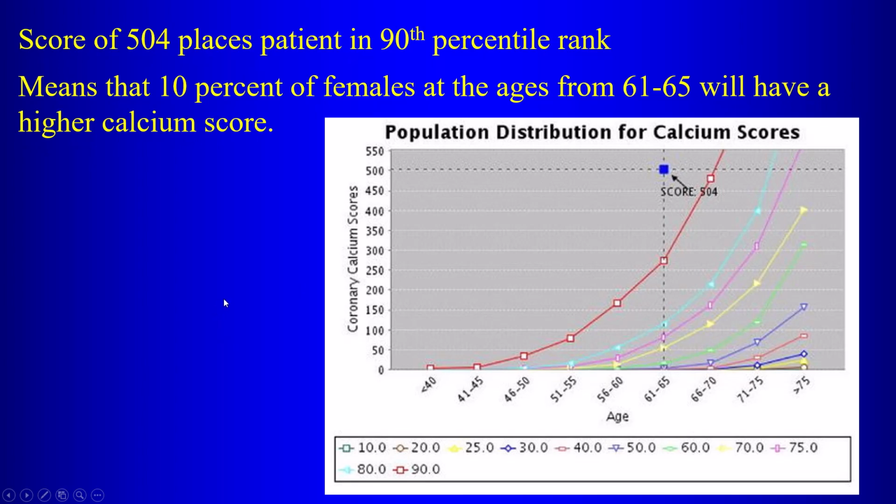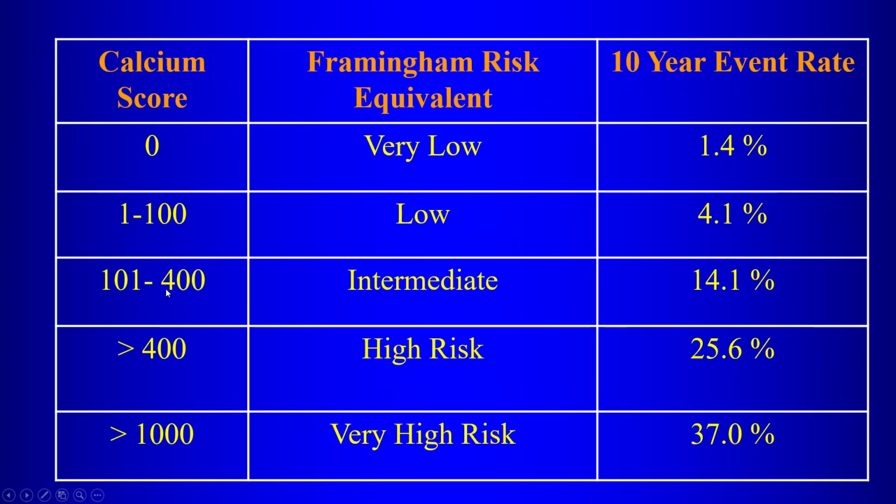So in this particular example, these are the ages of the patients. These are the percentile curves. The red curve is the 90th percentile curve. Our patient is about 61 years old, or between 61 and 65 years of age. So that calcium score of 504 puts her well above the 90th percentile for patients within her age group for the extent of coronary artery calcification. So we report the calcium score itself, and we also indicate a percentile: what percent of patients might be expected within that age group to have a higher calcium score.